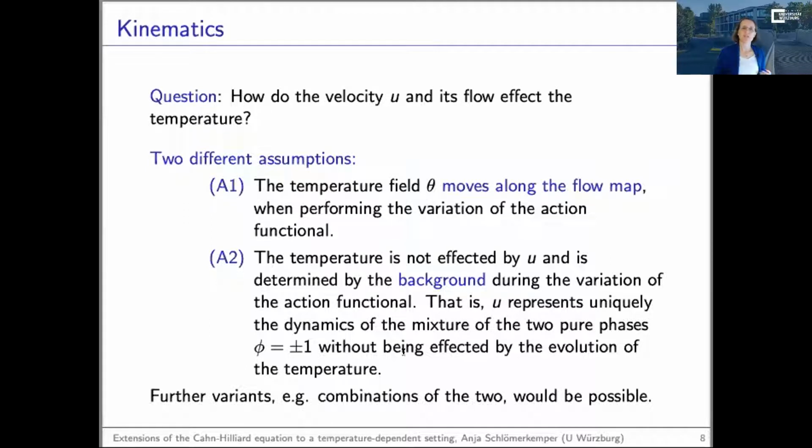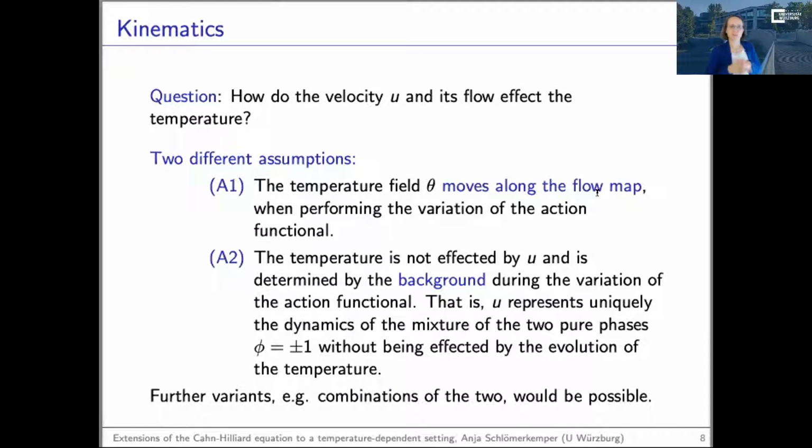In assumption A1, we assume that the temperature field moves along the flow map. When is this interesting? We will later consider the action functional and look at the variation of the action functional with respect to the flow map. We need to know what happens to the temperature, and in assumption A1, the temperature field is transported along the flow map.